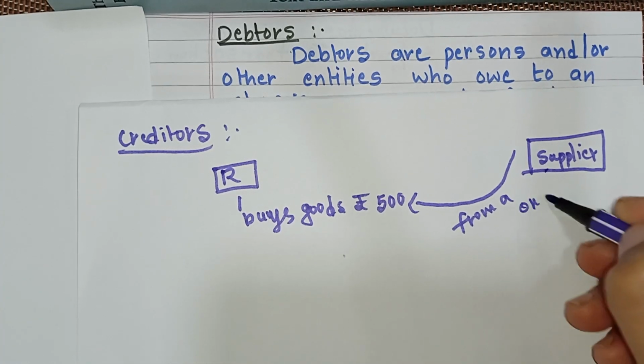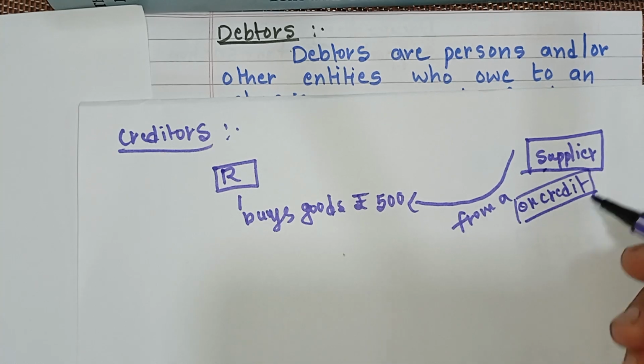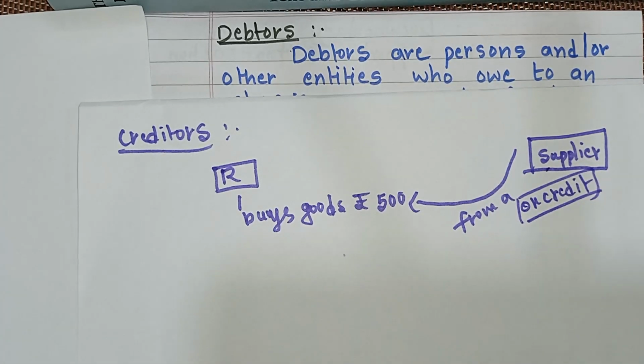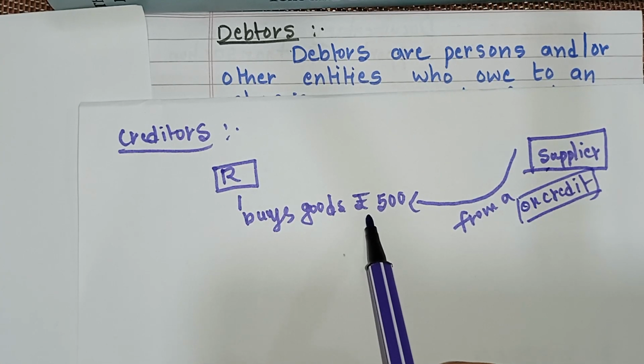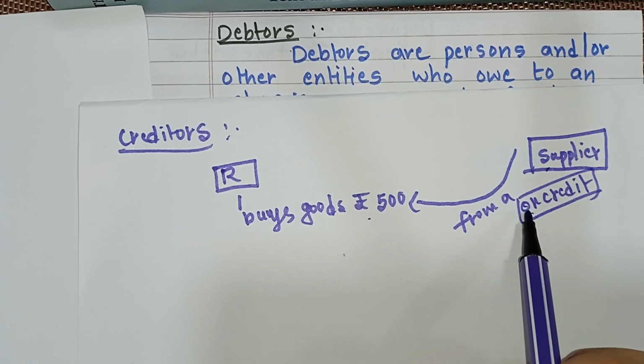Here this is important. On credit means payment will be made at a later date. R will make the payment at a later date. Here R buys goods worth rupees 500 from a supplier on credit.